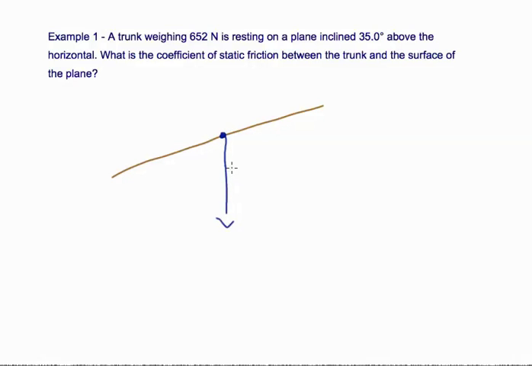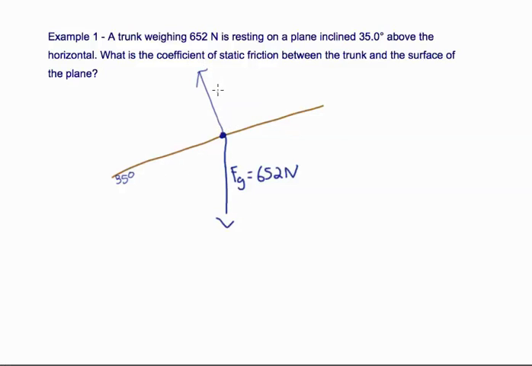And we know that this force is due to gravity and is 652 newtons. And we know that this angle is 35 degrees. That's all the information we're given in the problem. But the rest of it you should be able to know. When there's an object resting on a surface of anything, there is normal force. And while gravity is always straight down to the center of the earth, normal force is always perpendicular to the surface. So here's the surface, and it's perpendicular.